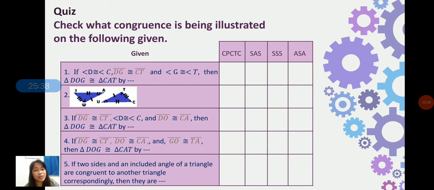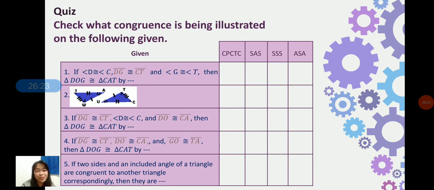And then the second one is an illustration of triangles SAW and CAT. The third one: side DG congruent to side CT, angle D to angle C, side DO to side CA. And number 4: side DG congruent to side CT, DO to side CA, GO congruent to side TA. And then the last one: if two sides and an included angle of a triangle are congruent to another triangle correspondingly, then they are blank. Are you ready to reveal the right answer?